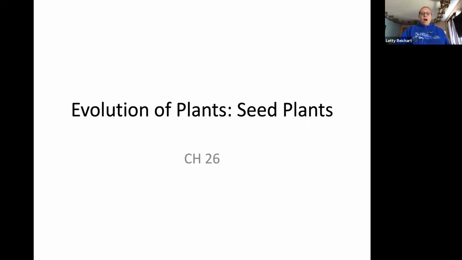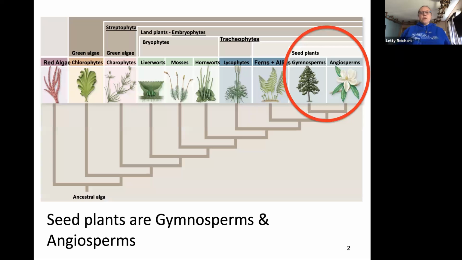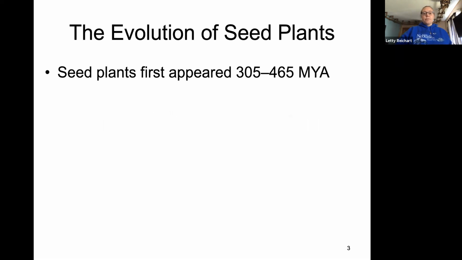All right. Now let's talk a little bit about seed plants. These are going to be some of the plants that you guys are most familiar with. These are what we would consider the most derived, meaning that they are the most changed over evolutionary time, right? So they're at the tip of our tree here when we look at the evolution of the plant lineages in general. Now, the first time that we see seed plants in the fossil record is about 305 to 465 million years ago. And that's a long time, right?